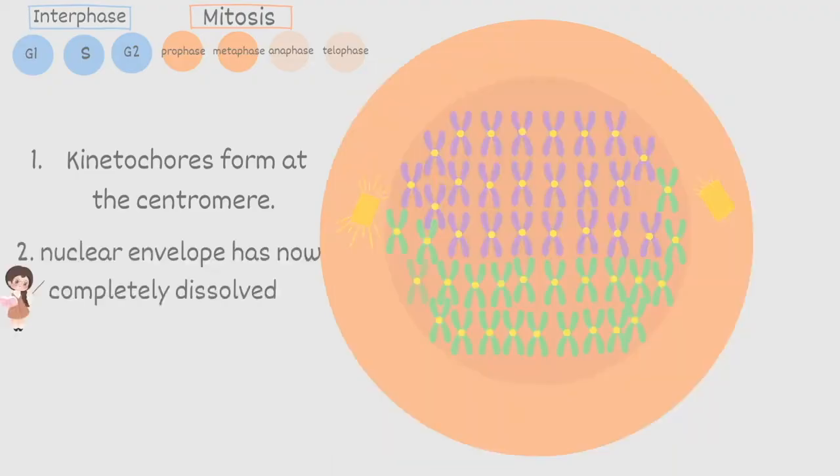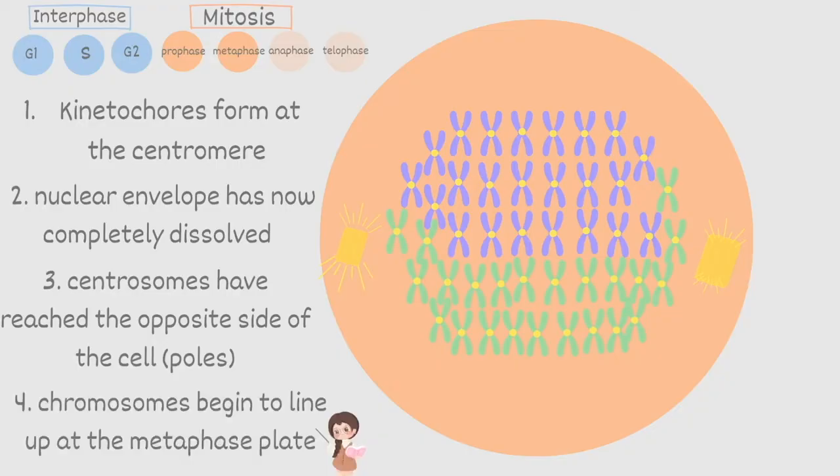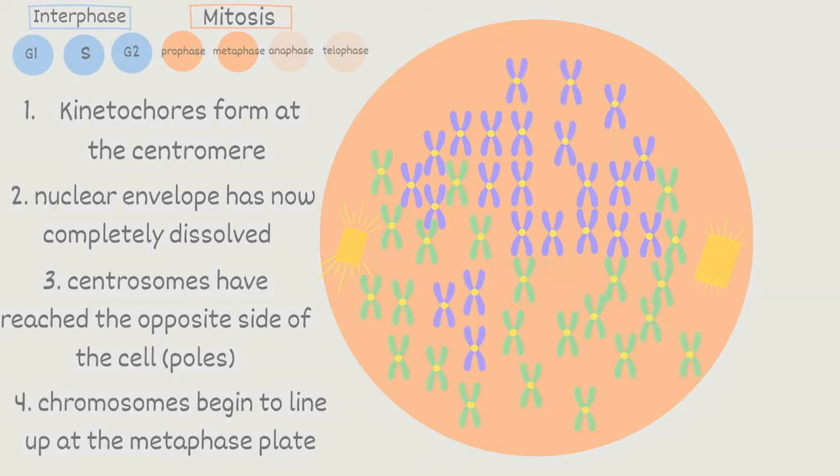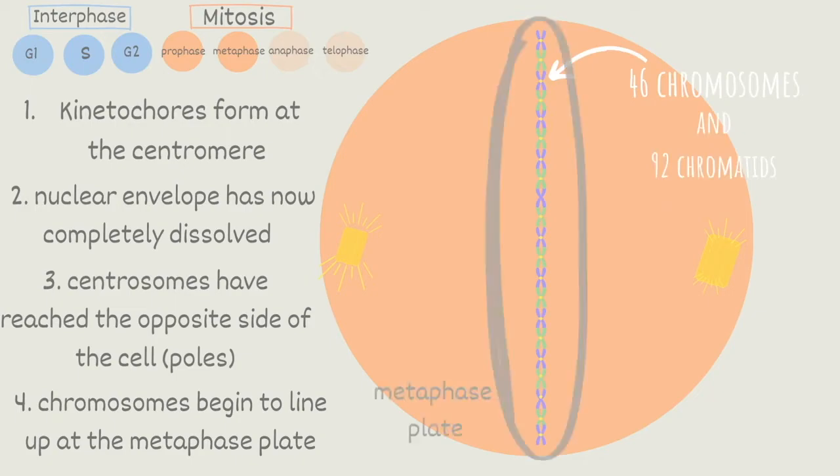So next, the nuclear envelope in metaphase has completely dissolved, and the centrosomes have now reached the opposite sides of the cell, or poles. Lastly, and probably the most important, the chromosomes begin to line up at the metaphase plate. So all 46 chromosomes and 92 chromatids that make up those chromosomes will line up. This is the metaphase plate, by the way.